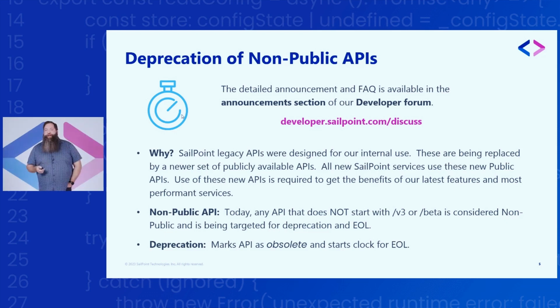And finally, what do we mean by deprecation? Well, in our process, deprecation means we're marking that API as obsolete, which starts the clock on the end of life for that API.